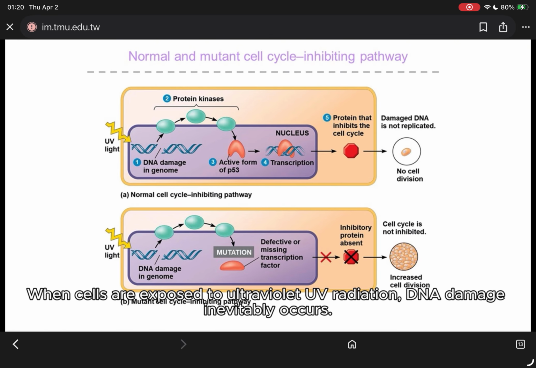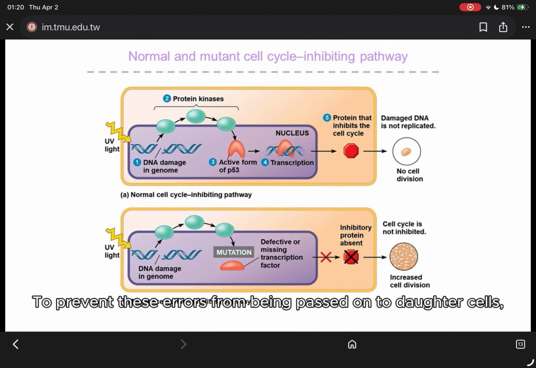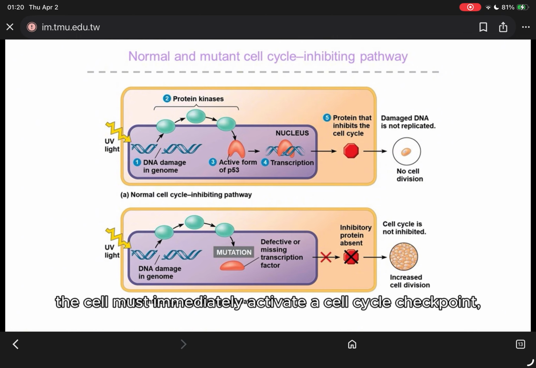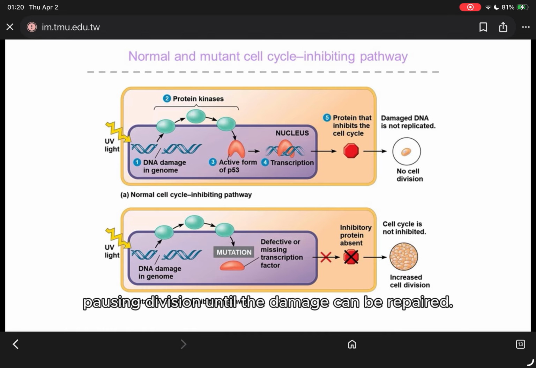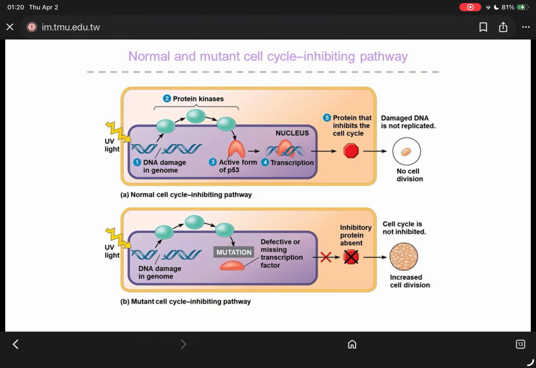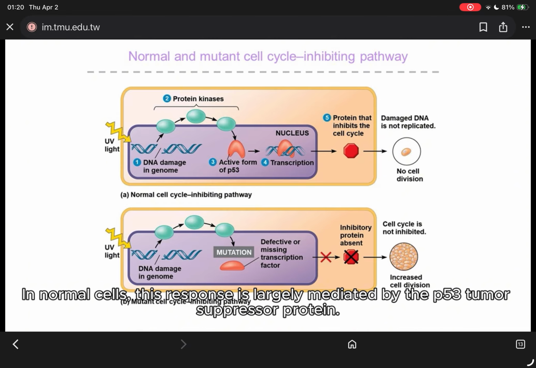When cells are exposed to ultraviolet, UV, radiation, DNA damage inevitably occurs. To prevent these errors from being passed on to daughter cells, the cell must immediately activate a cell cycle checkpoint, pausing division until the damage can be repaired. In normal cells, this response is largely mediated by the p53 tumor suppressor protein.